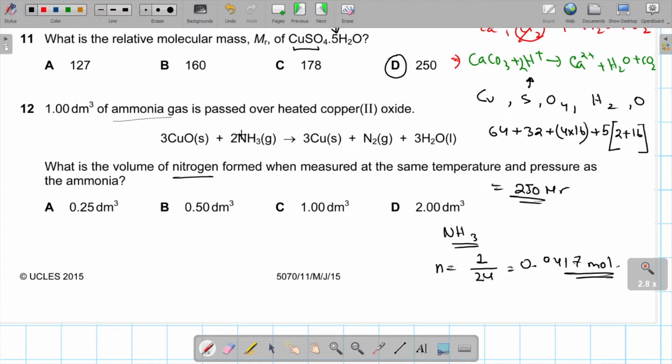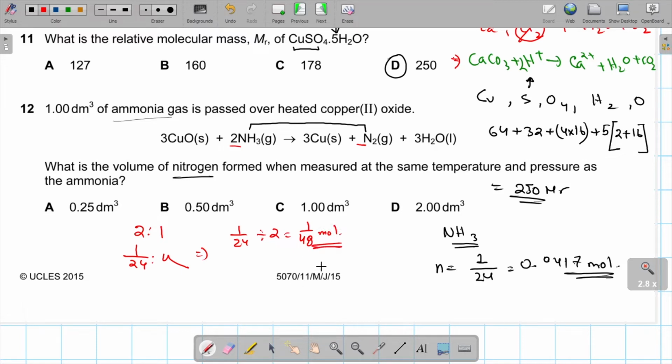So now we have to do a molar ratio comparison between these two. So this is 2:1, 2 and 1. Now we do know the volume of ammonia, but we don't know the volume of nitrogen. So what is it going to be? If we just try to calculate the ratio, it's going to be 1 by 24 divided by 2. So 1 by 24 divided by 2 is going to give me 1 by 48 moles.